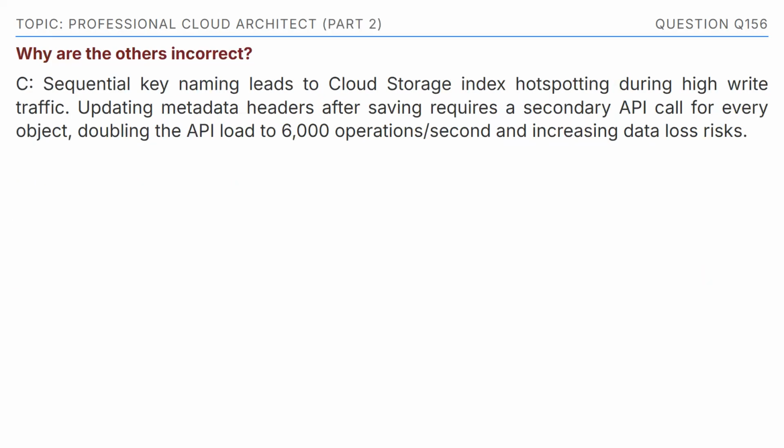C. Sequential key naming leads to cloud storage index hotspotting during high write traffic. Updating metadata headers after saving requires a secondary API call for every object, doubling the API load to 6000 operations/second and increasing data loss risks.